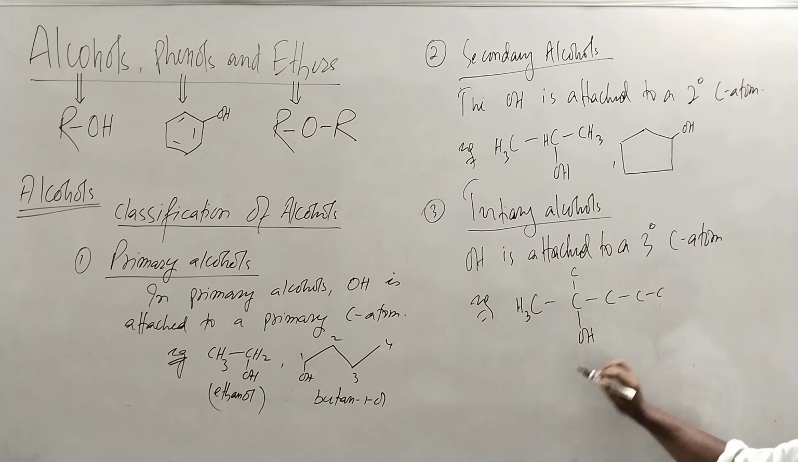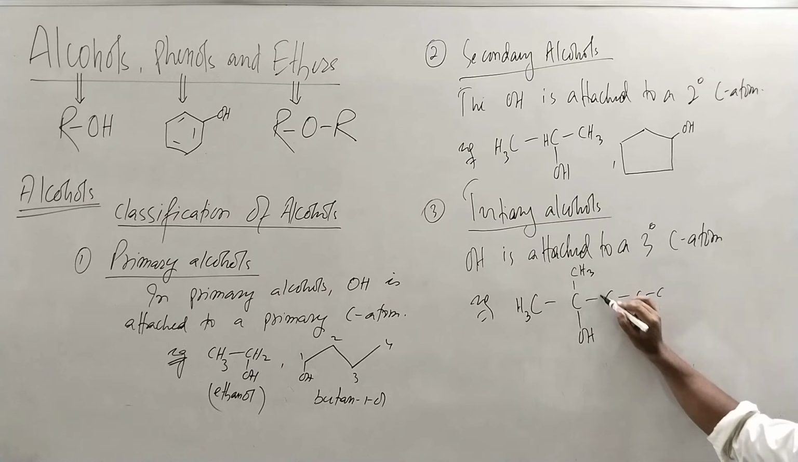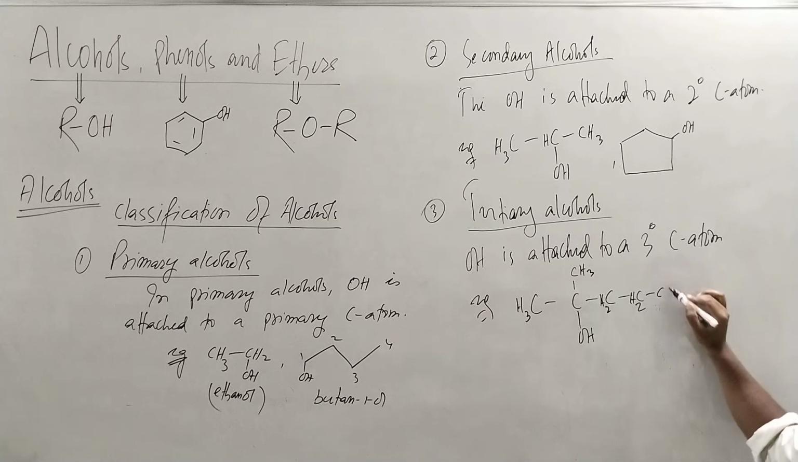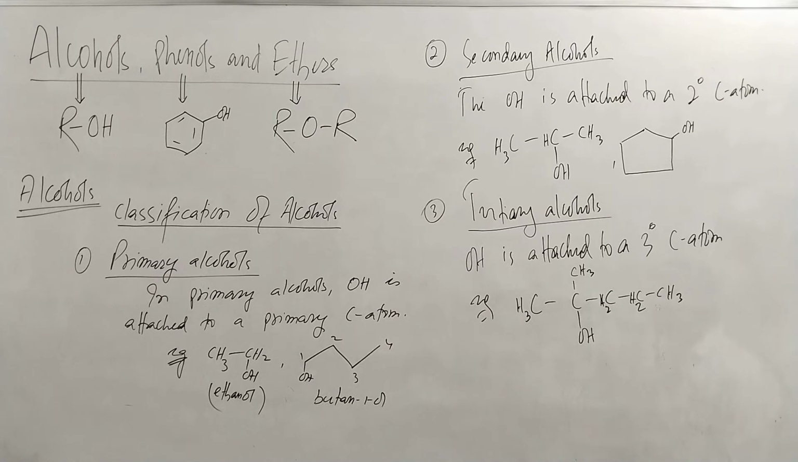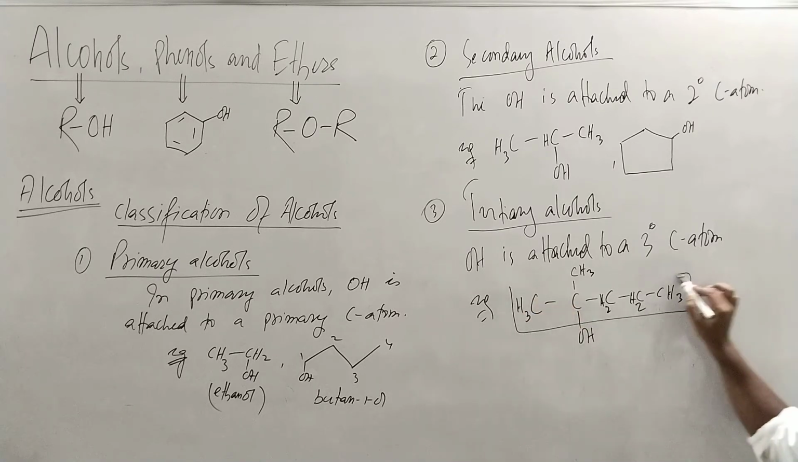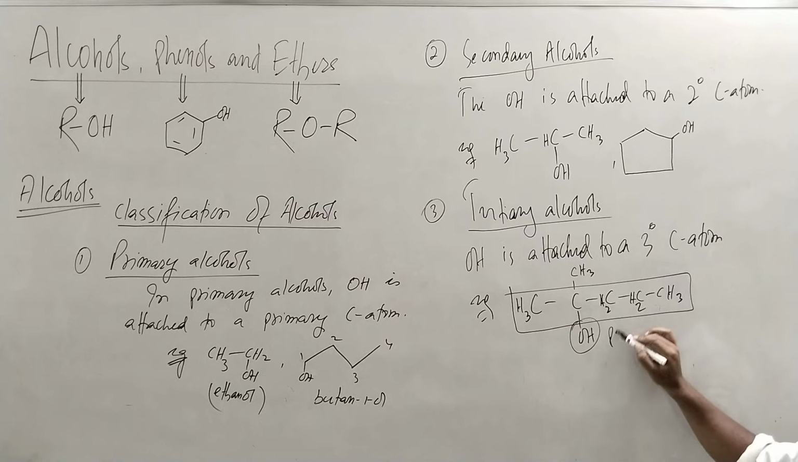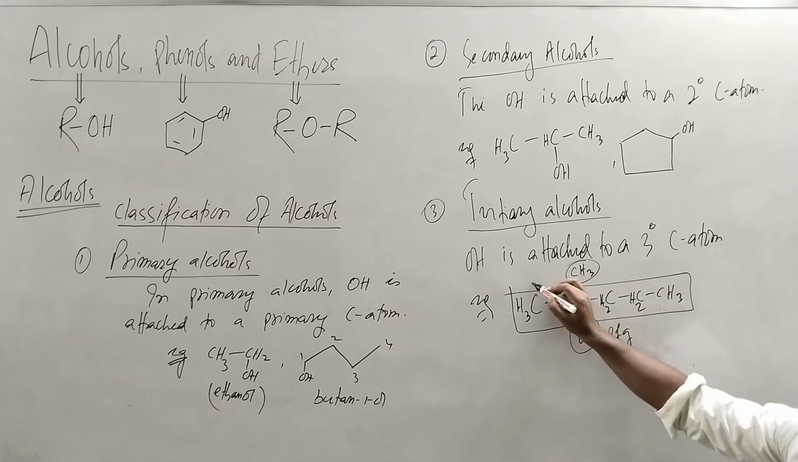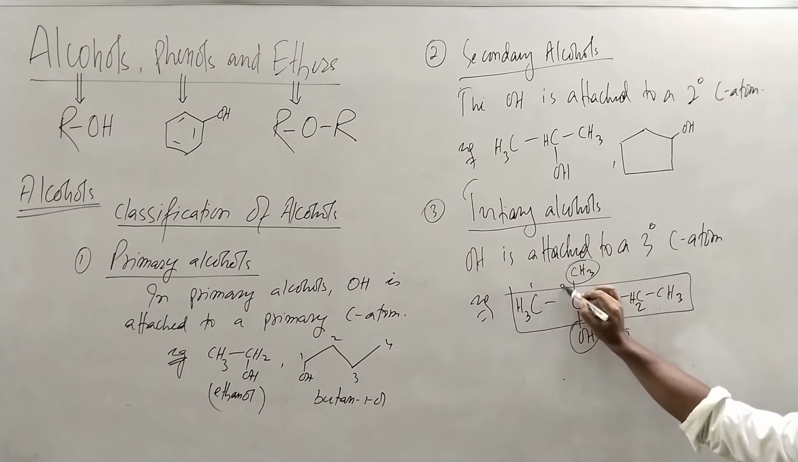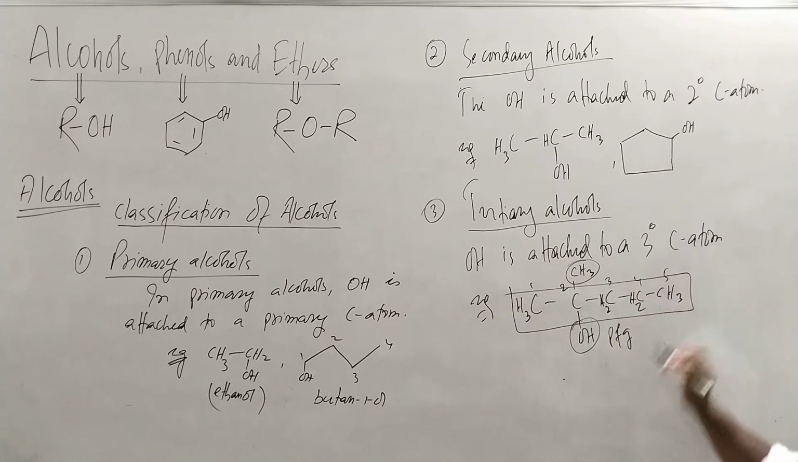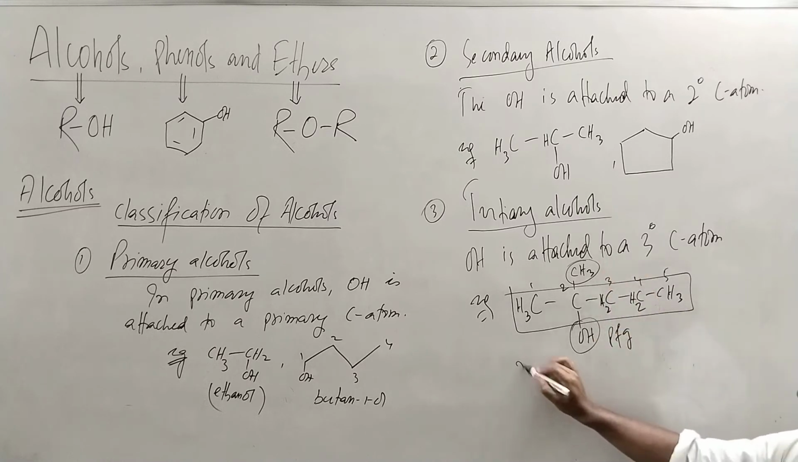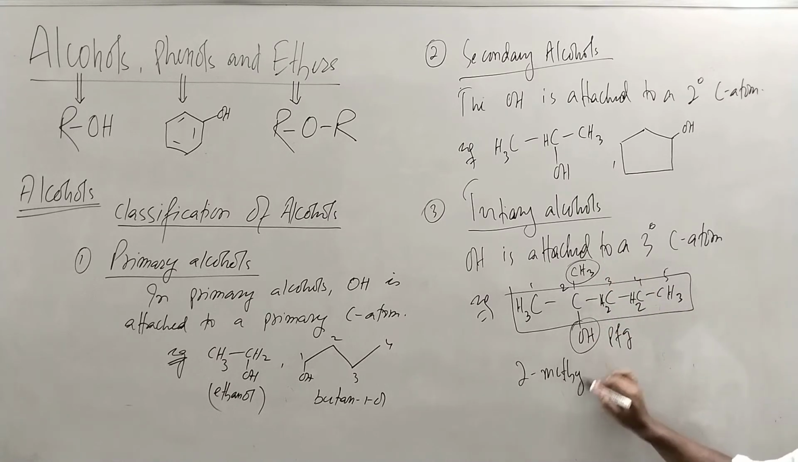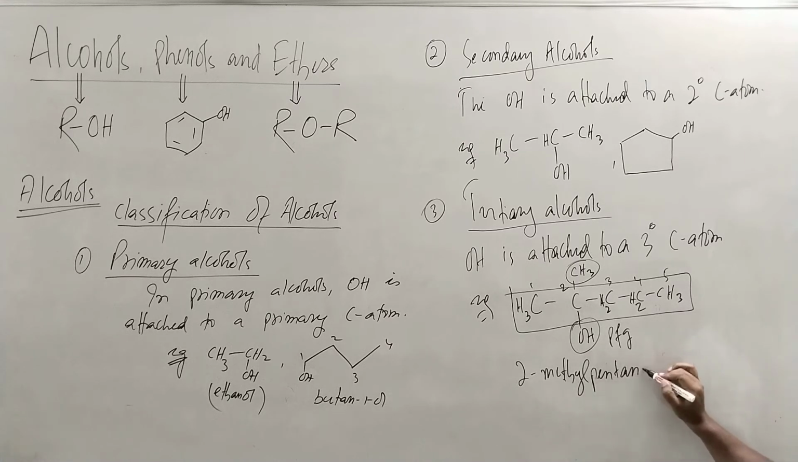So let me complete their valencies with hydrogen. How will you name this compound? 1, 2, 3. This is our main chain. This is our principal functional group. Methyl is attached as a side chain. Numbering must be started from this carbon atom. 1, 2, 3, 4, 5. So 2-methylpentane 2-ol. This must be the name.